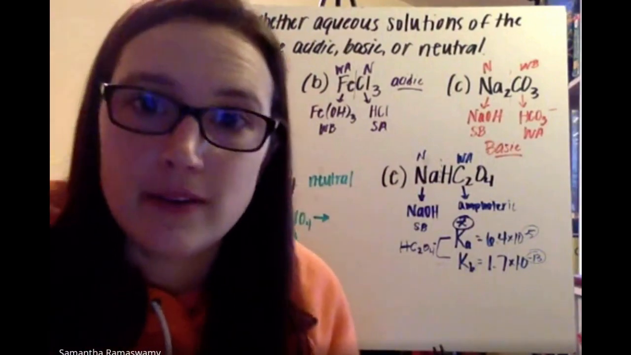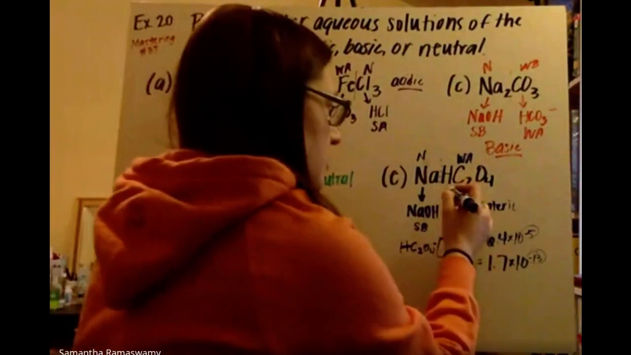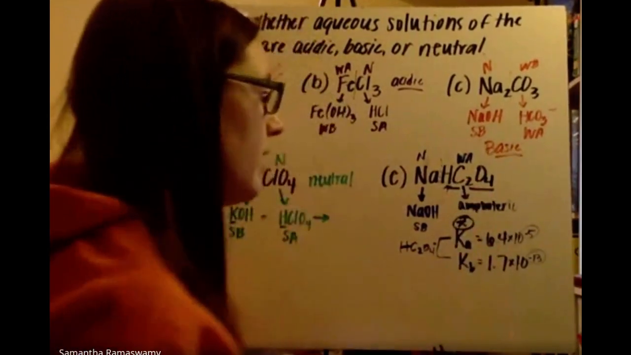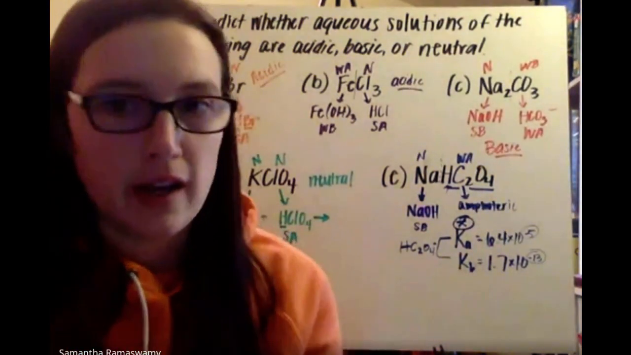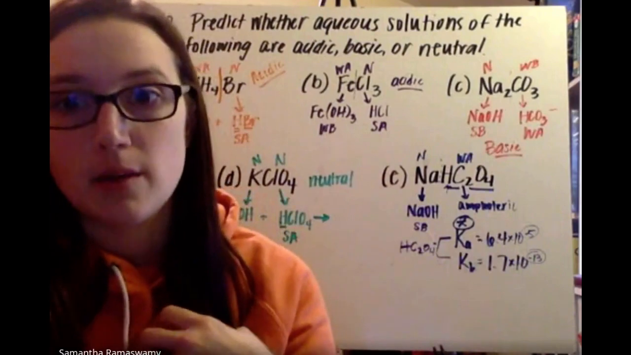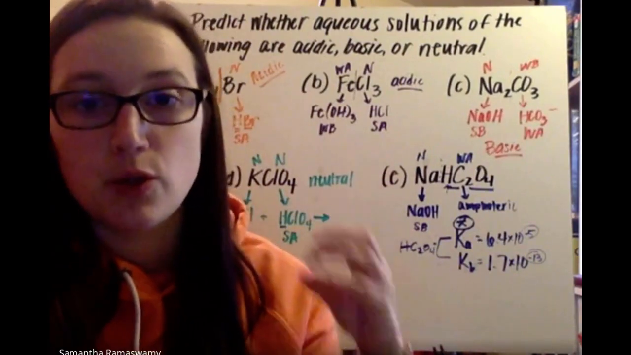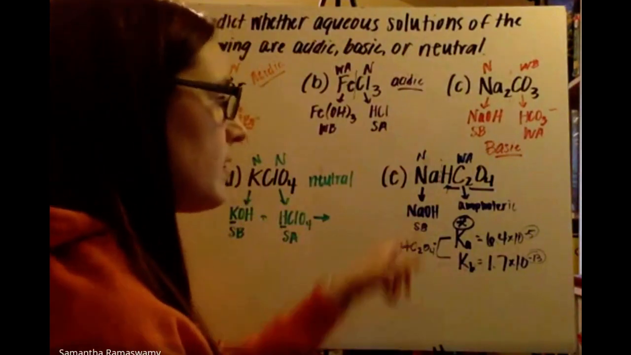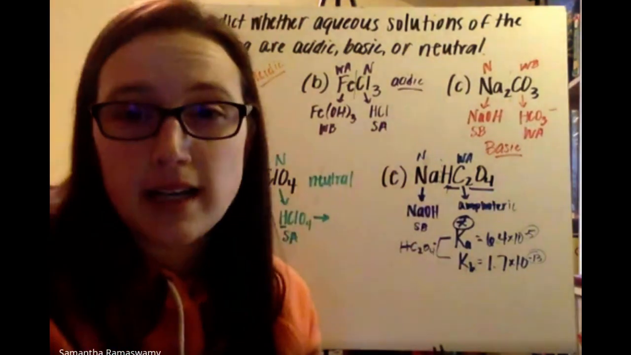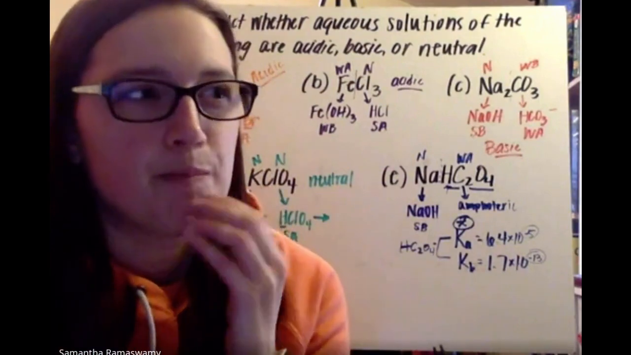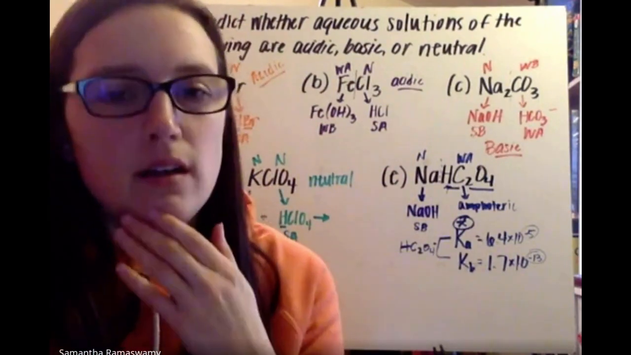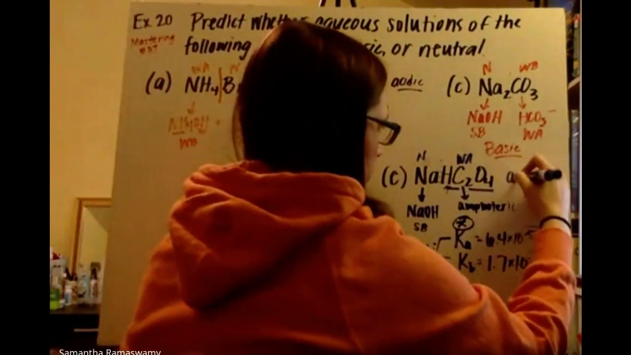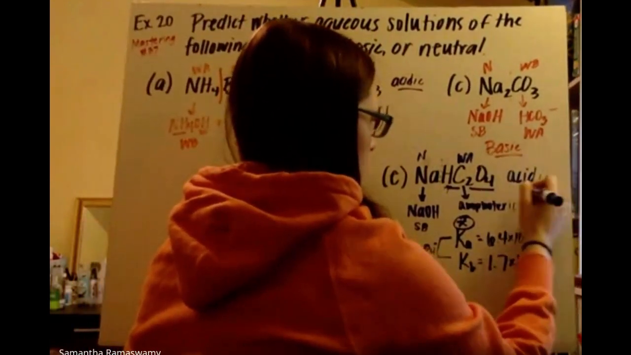And I know that it's amphoteric because it's HC2O4 minus. It has a proton that it could donate, but it also carries that negative charge, so it could accept a proton as well. You only have to do that when you have an amphoteric substance, something like this, HS minus, anything like that. So since we have neutral and weak acid, this salt will actually be acidic.